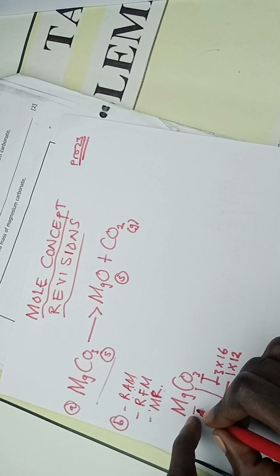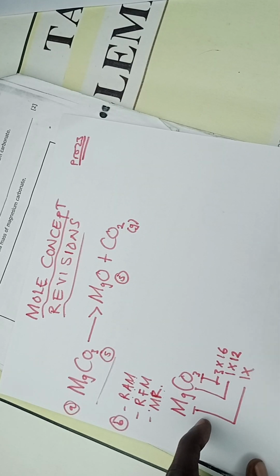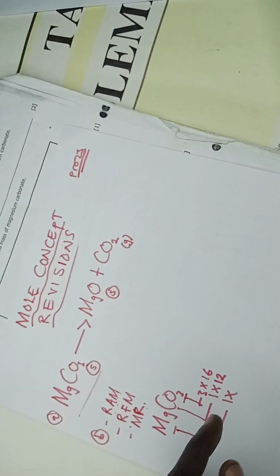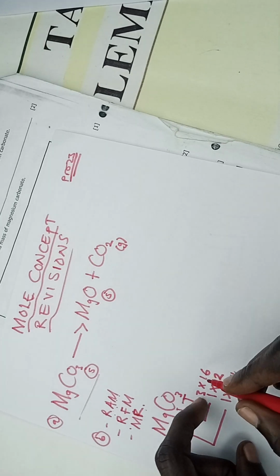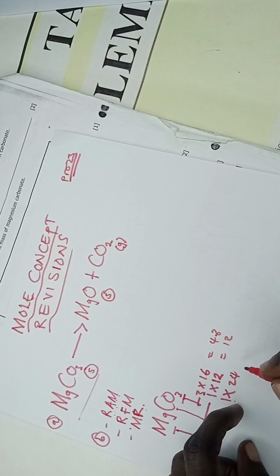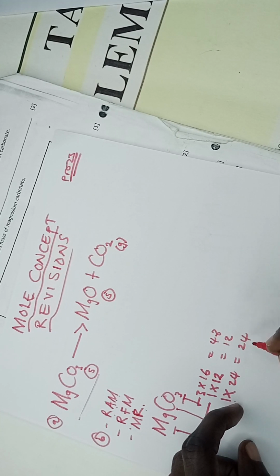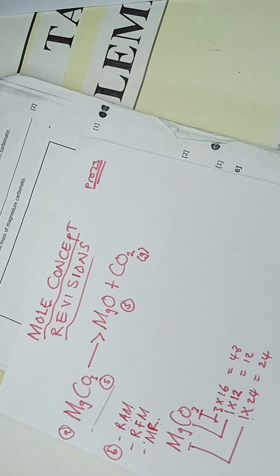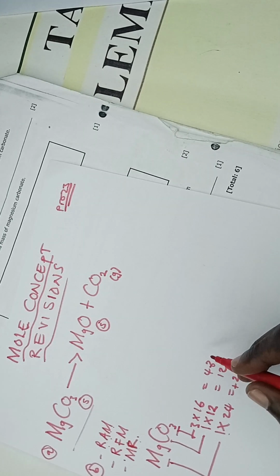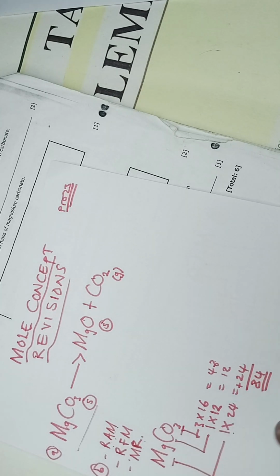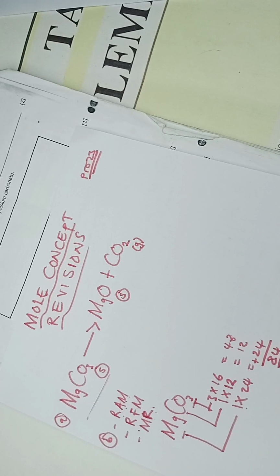Magnesium, we also have only 1 atom multiplied by the mass number for magnesium on the periodic table, which is 24. So 3 by 16 gives us 48, 1 by 12 gives us 12, 1 by 24 gives us 24. The relative formula mass is the sum of these masses. So we say 48 plus 12 plus 24. This gives us 84 as the relative formula mass of magnesium carbonate. So this is the answer.